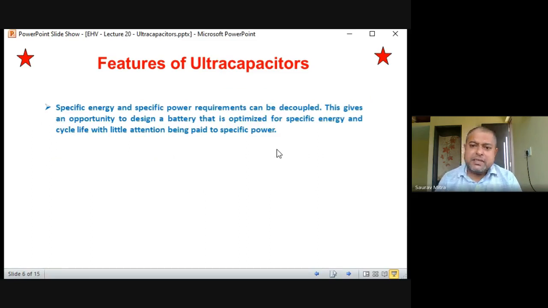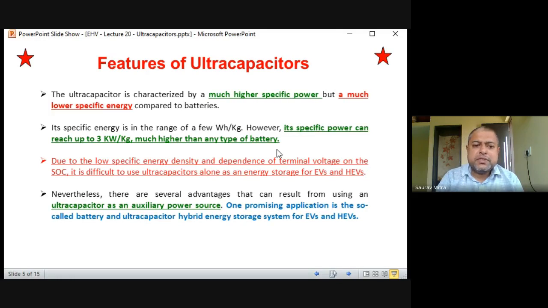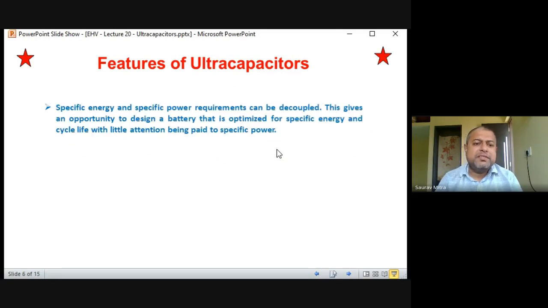Features of ultracapacitor. Yes, this is an exam question, so prepare this. Some 4-6 features are explained here. Double star slide. The previous slide was also features of ultracapacitor. This slide is also. So specific energy and specific power requirements can be decoupled.